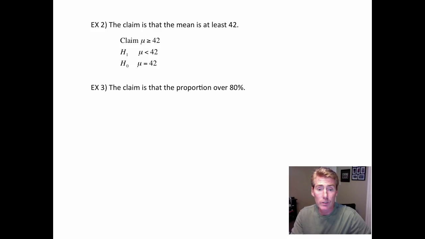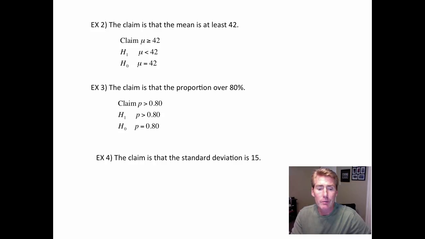Next, it could be about a proportion, so let's say that it's over 80%. So we use p for proportion and 0.80 for 80%. And then, of course, over would be bigger than. And then H1 would say, hey, I can use that symbol, so it just stays the same. And then, like always, H sub 0 says, I'm ignoring you, I'm just going to say equals. It could also be a claim about the standard deviation. So let's say standard deviation equals 15. And in this case, H1 can't have an equals, so it has the not equals.